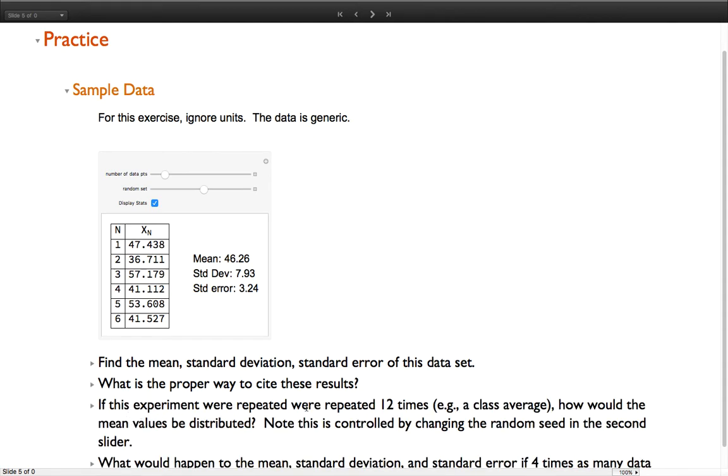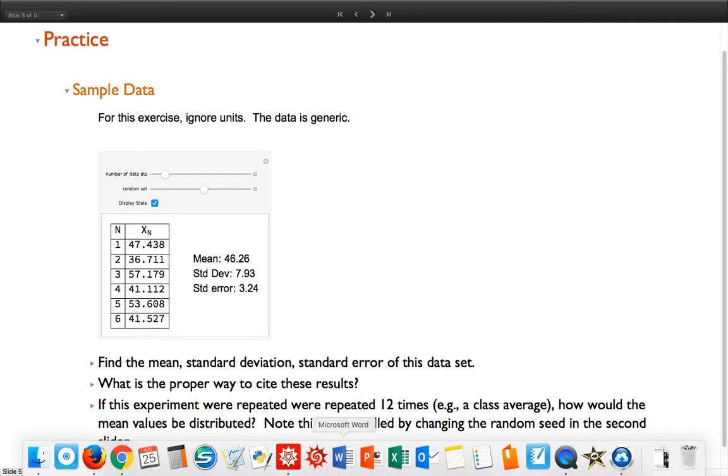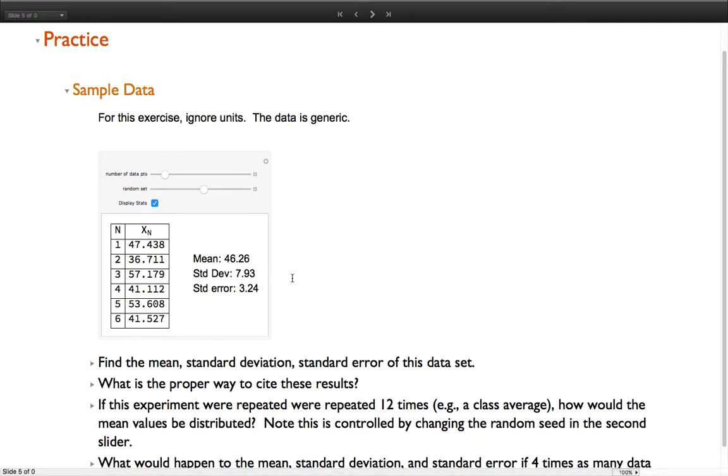So if we were to repeat this exact experiment 12 times, we'd expect the mean values here to vary randomly. And we'd expect, as I said, about 2/3 of them to fall within plus or minus 1 standard error, and about 95%, or almost all of them, to fall within plus or minus 2 standard errors.